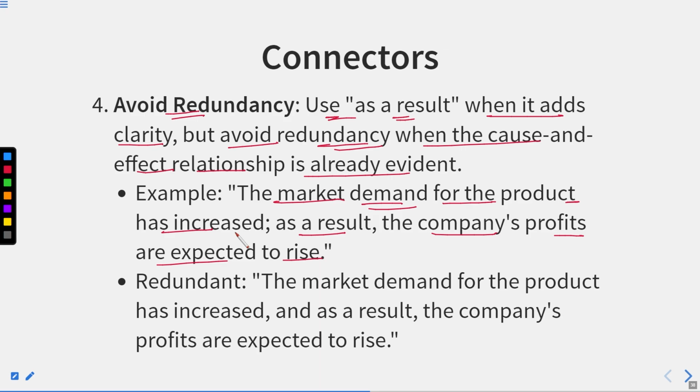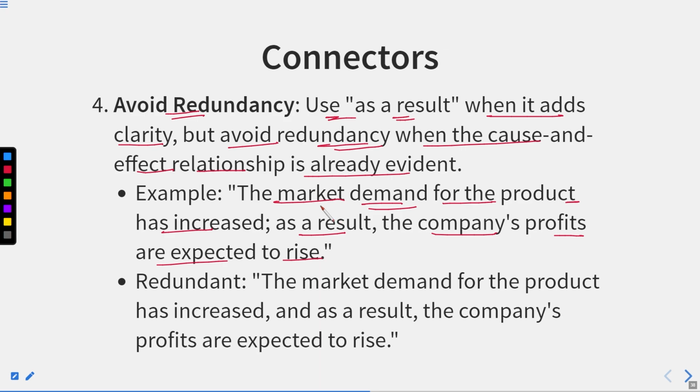Whereas something that is obviously shown or obviously implied, that is already evident. Now, redundant: The market demand for the product has increased, and as a result, the company's profits are expected to rise. So this is just generally redundant. Okay, so we should avoid redundancy when the cause and effect relationship is already evident. Okay.